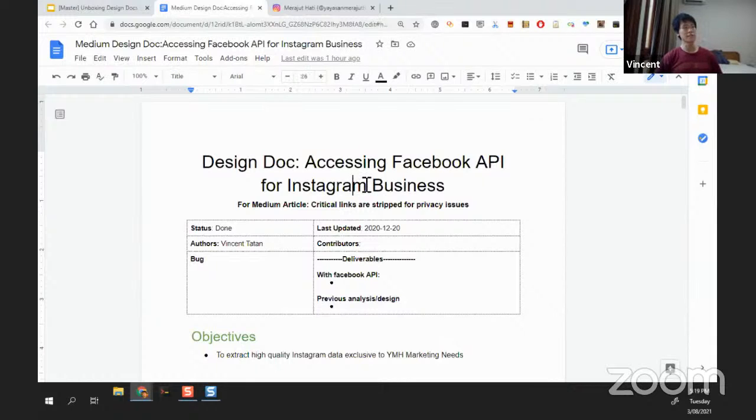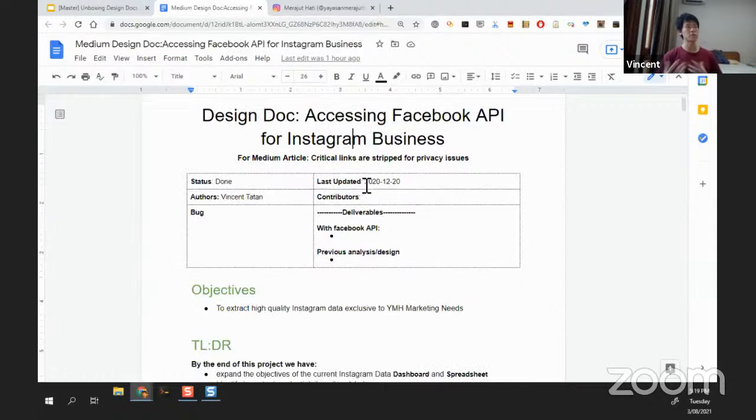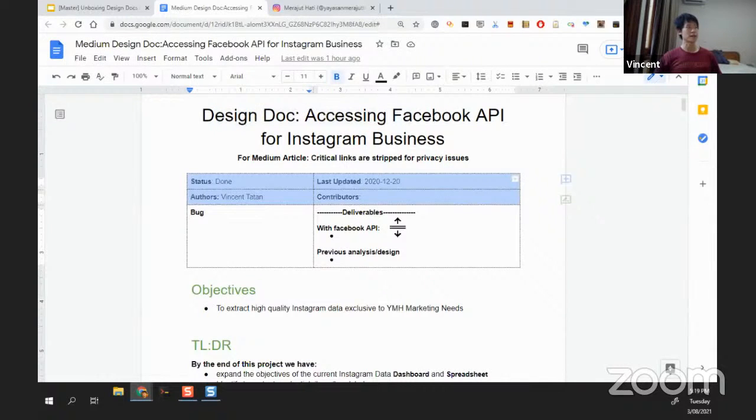So this is a design doc that I created for them. Let me go through a little bit of it. At the very beginning, you will find the title, and you will find the metadata. The metadata can include, for example, the bugs, the other contributors, or the deliverables. It's really up to you. It's just additional effort to make sure that other people know who's contributing to this.